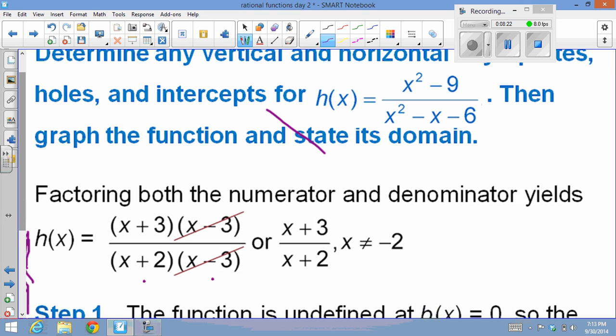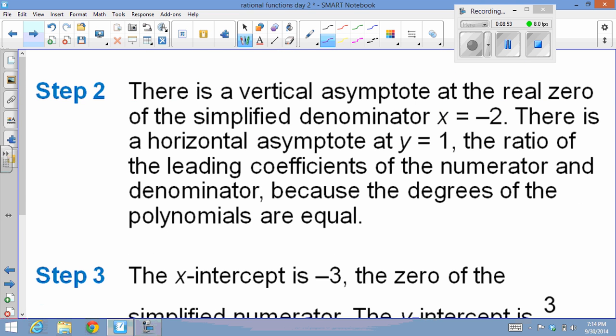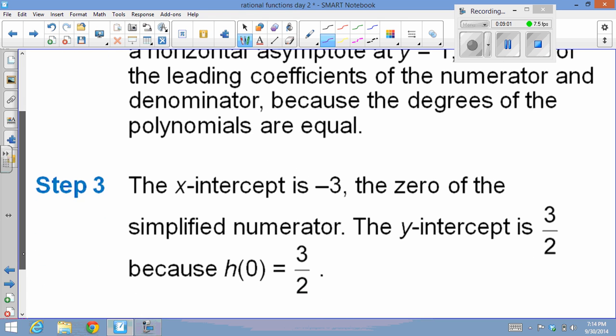Then I would need to find my y-intercept. My y-intercept would happen at 9/6, which is 1.5. And my x-intercepts I would have at +3 and -3. But again, since I can cancel out that +3, the only x-intercept that I'm going to have is at -3. And if I look, I think that says that here. Oh, nope, it's actually on the next page. There it is. There's my asymptotes and my answers there. There are my intercepts.